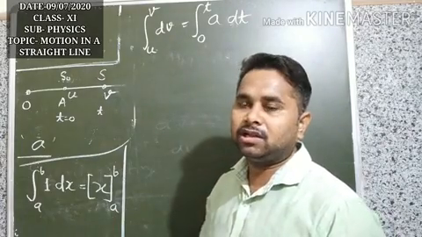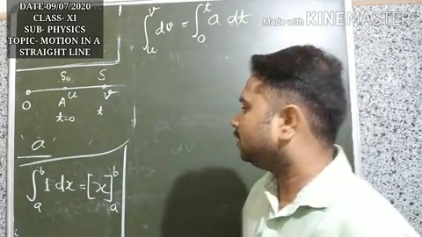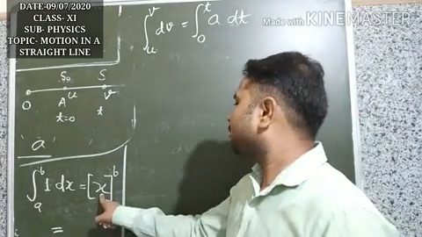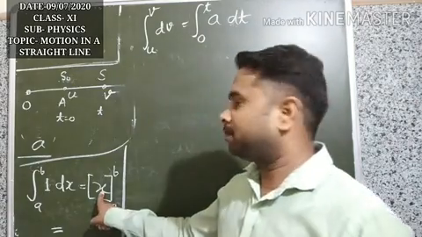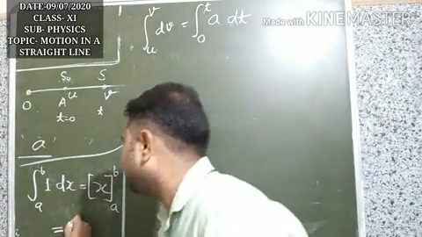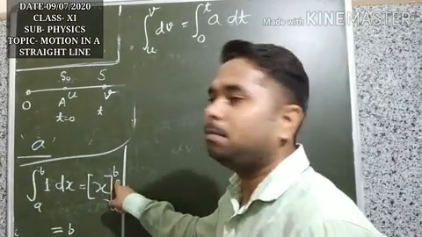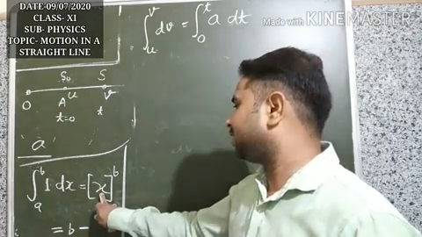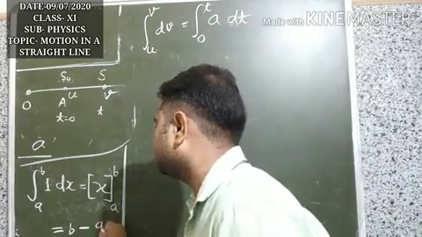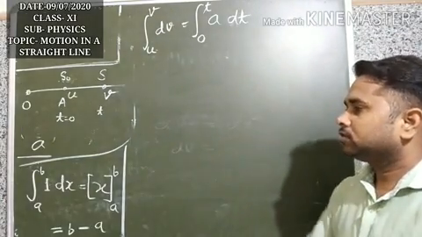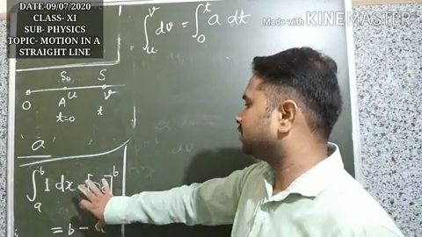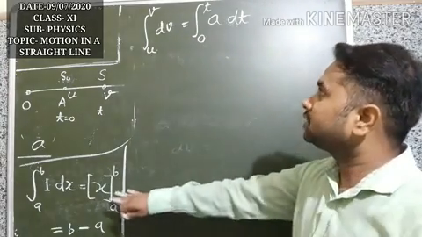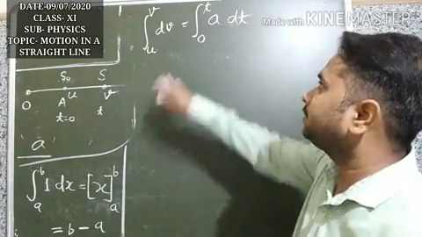And how will we apply the limits for the integral? First we replace the variable. Yesterday we learned that the variable is replaced by the upper limit first. So b, then minus sign, then again the variable is replaced by the lower limit, which is a. See here. So also mark this formula, mention this formula in your notebook in the integration part. So we will use this formula. This formula we will apply here.